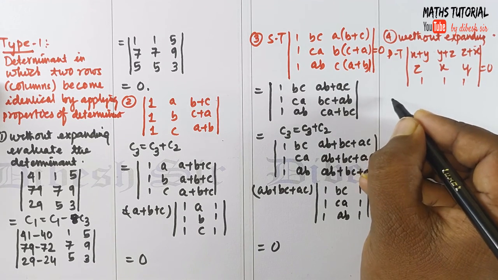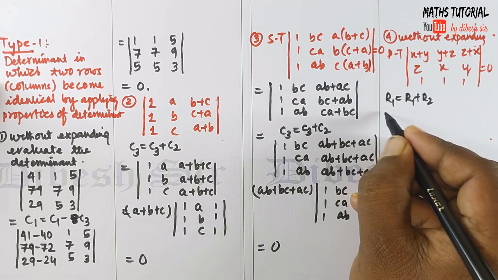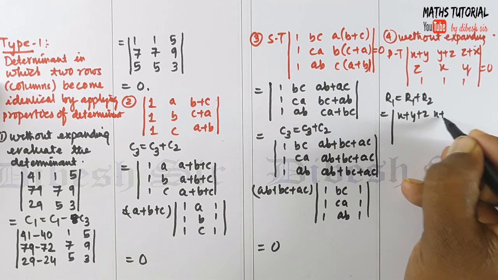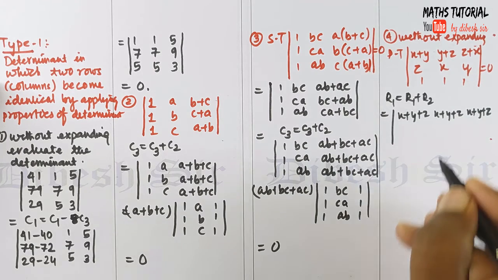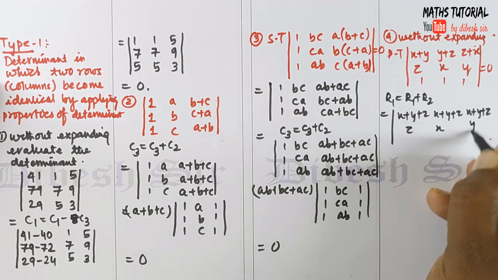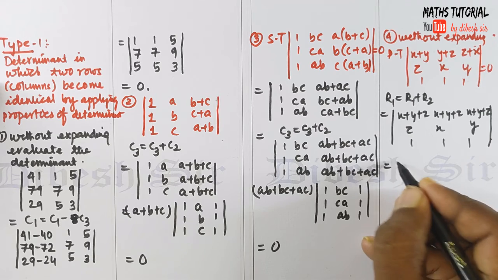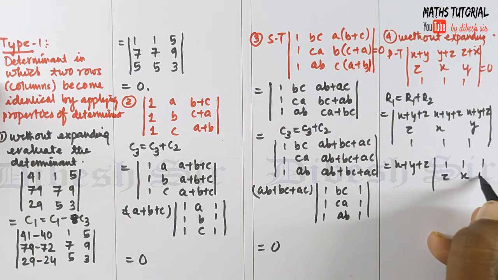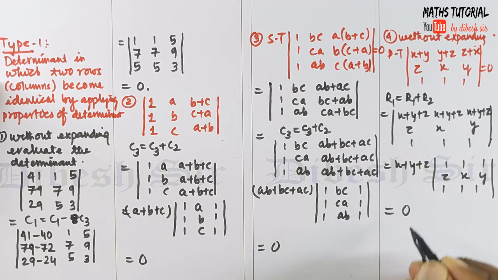That is, row 1 is equal to row 1 plus row 2. It becomes x plus y plus z, x plus y plus z, also x plus y plus z. Then z, x, y, 1, 1, 1. Now take x plus y plus z as common, and you'll get 1, 1, 1, z, x, y, 1, 1, 1. Clearly both the first and third rows are the same, so the answer will be 0.